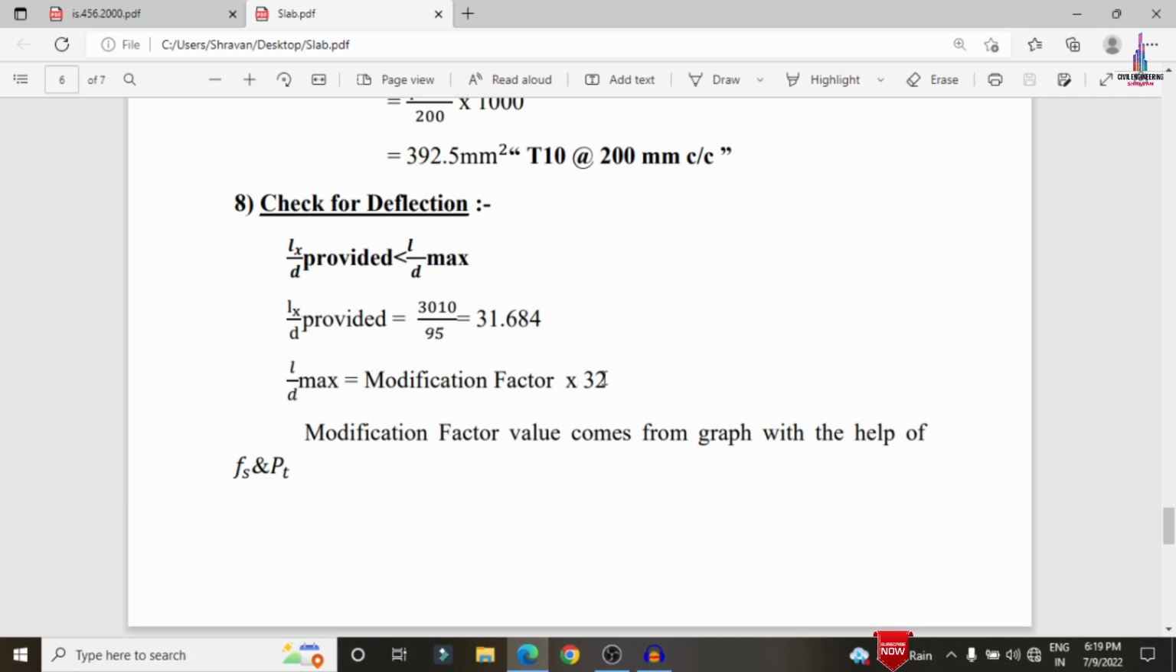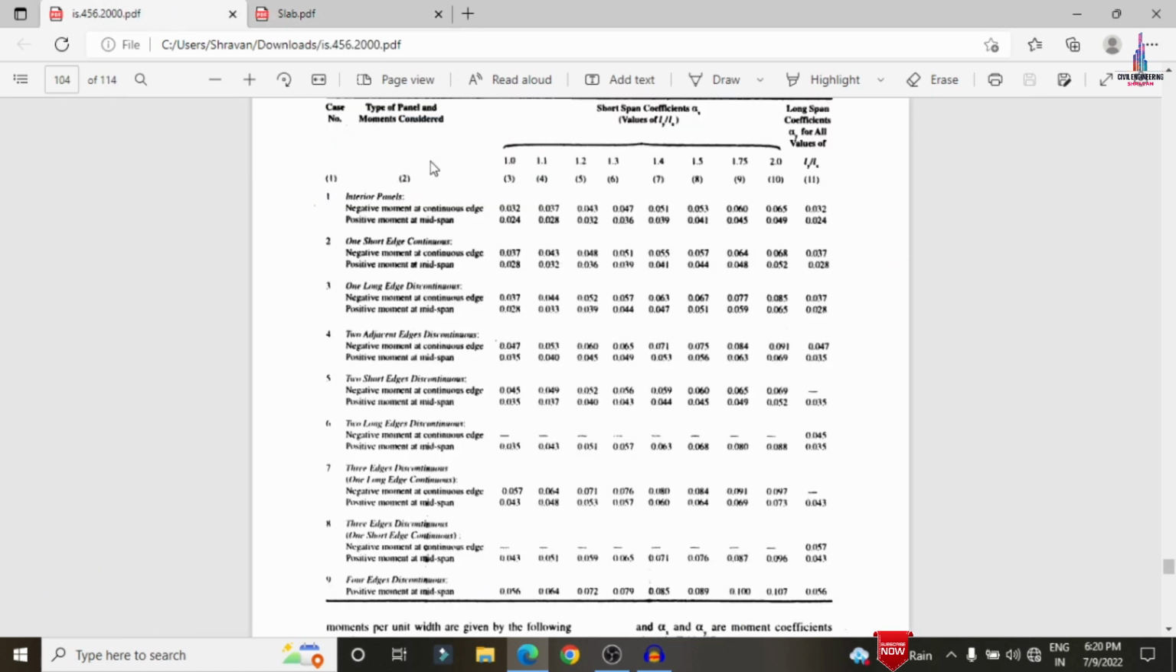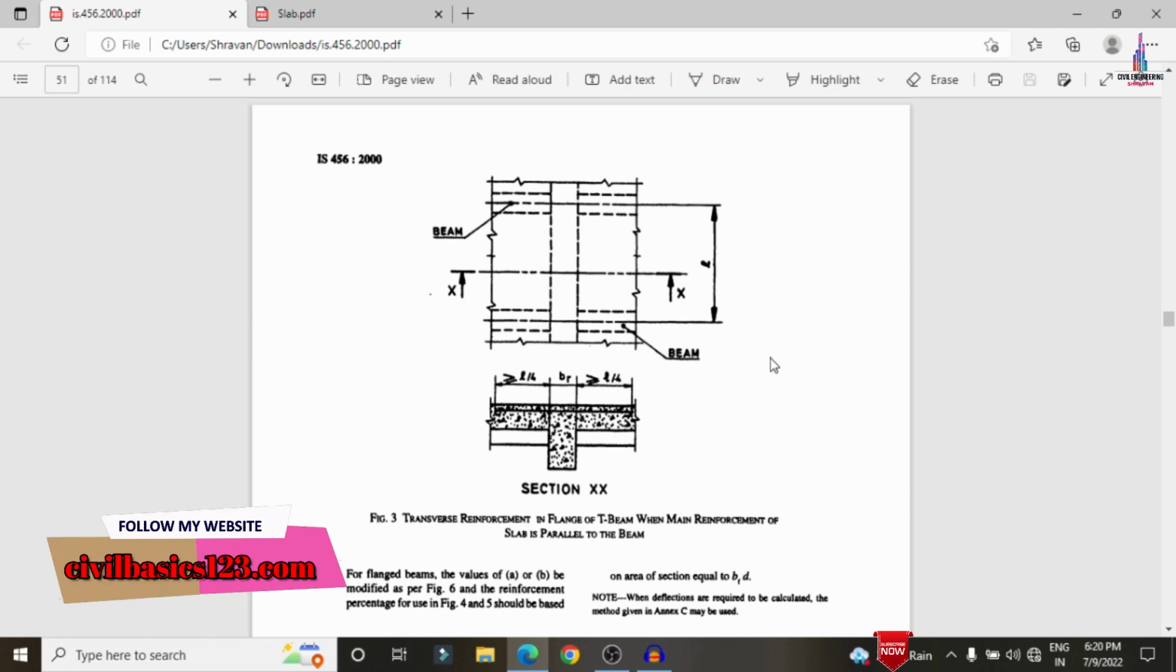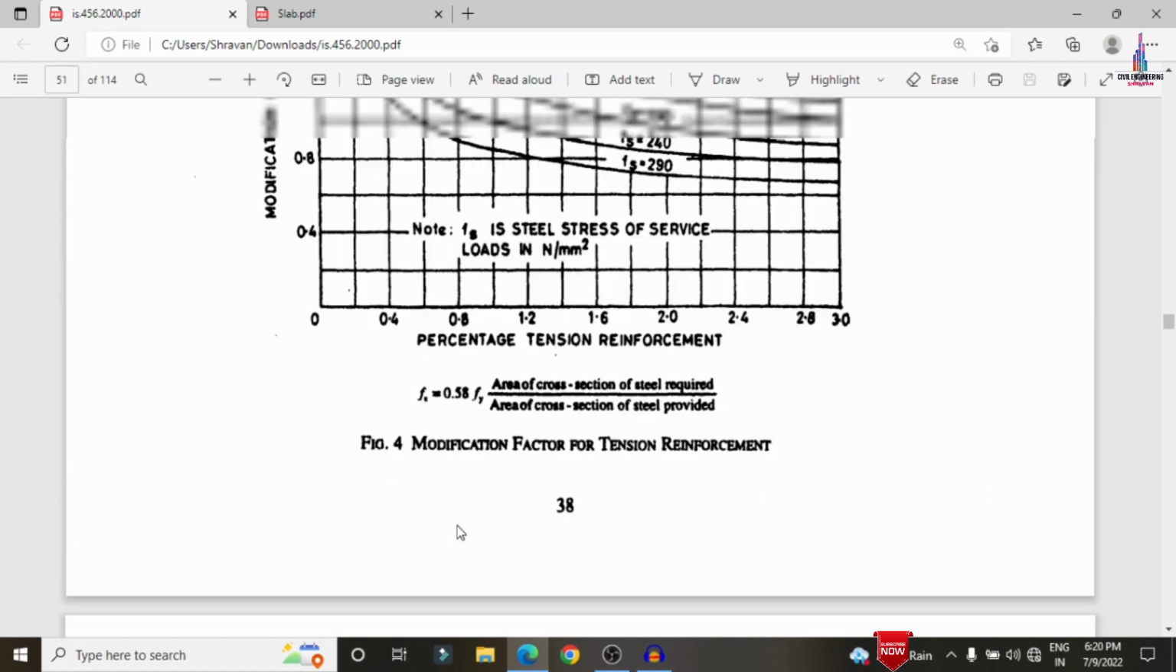The modification factor will be calculated according to the formula and the graph provided on page number 38 of the IS 456 2000 code provision. So here I am opening page number 38. Now you can see this is the graph we have to follow for calculation of the modification factor. Fs equals 0.58 into Fy into area of cross section of steel required divided by area of cross section of steel provided. Okay, this is the formula. Basically, we will take this modification factor from this plot.